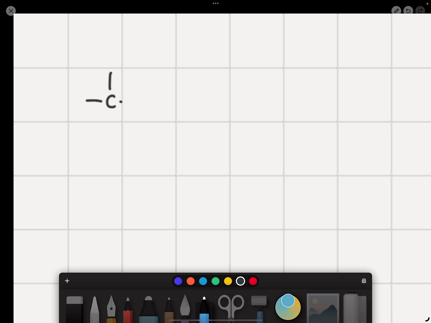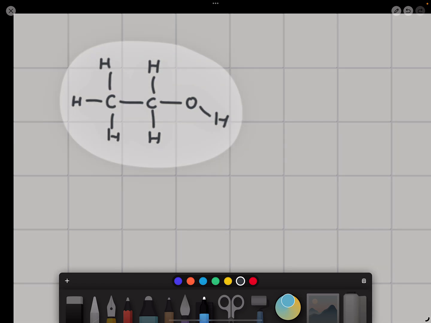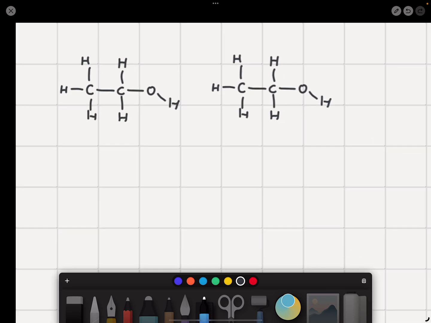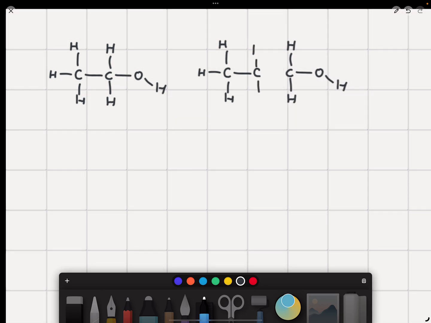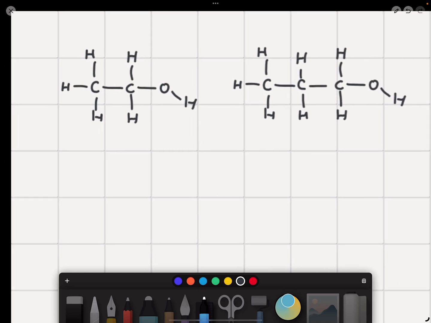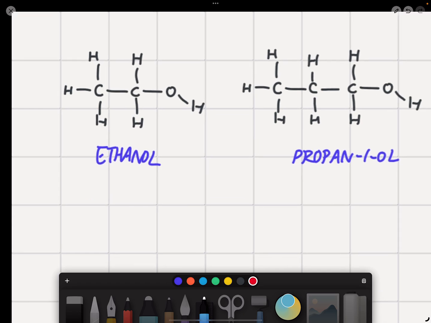We have ethanol, and then we have propanol. When you look at the types of bonds present in this molecule, let me draw an additional CH2 group in the middle to indicate that this is propanol, or propan-1-ol, I should say. So this one on the left is ethanol. This one on the right is propan-1-ol. If you look closely, you will see that it has the same set of bonds.